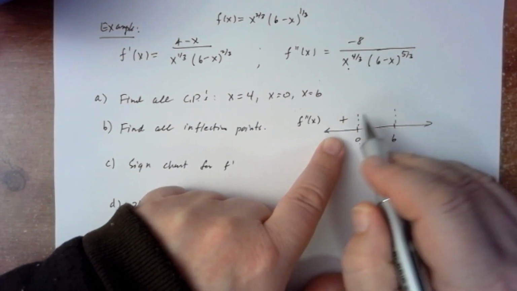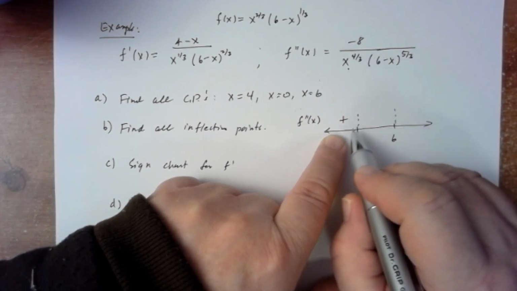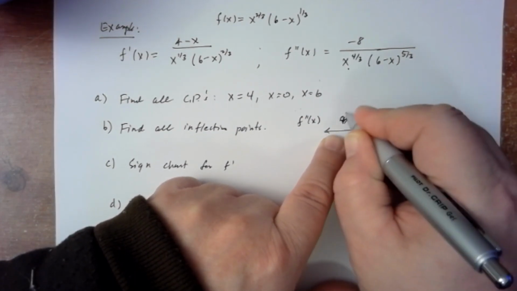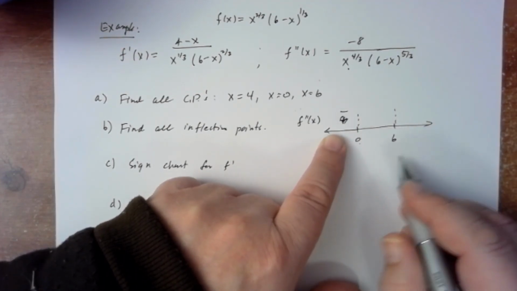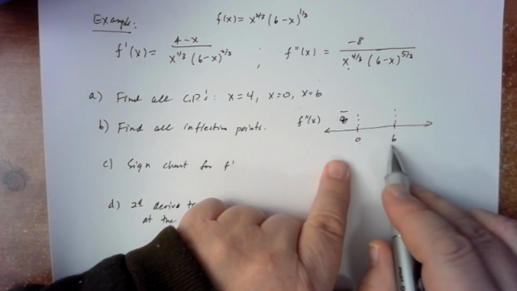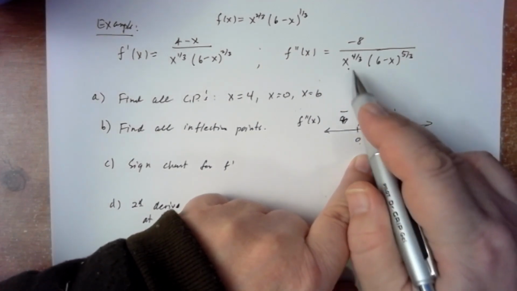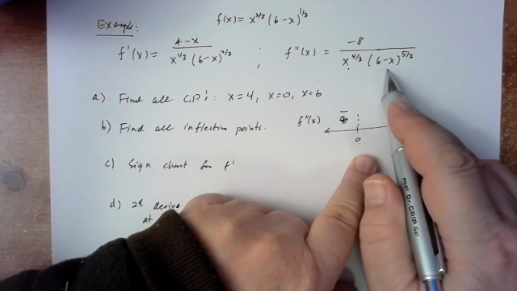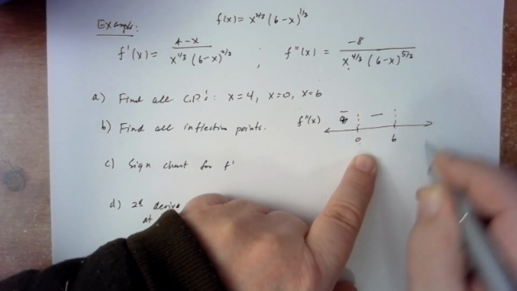Oops, that's a positive number, but oh, that's a positive number too. But then the -8 on the top makes it all negative. I forgot the -8 on the top. Good. And then what happens when you plug in a number between 0 and 6? For example, x equals 1. That's positive. 6 minus 1 is positive, and that's negative, so that's still going to be negative, right?